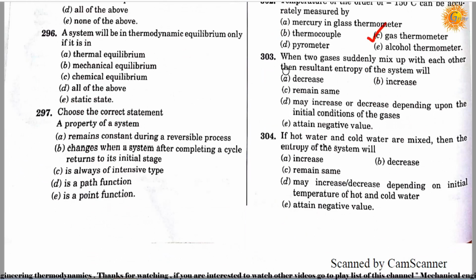Question number 303. When two gases suddenly mix up with each other, then the resultant entropy of the system will, option A, decrease, option B, increase, option C, remain same, option D, may increase or decrease depending upon the initial condition of the gases, option E, attain negative value. So the correct answer is B, it will increase.